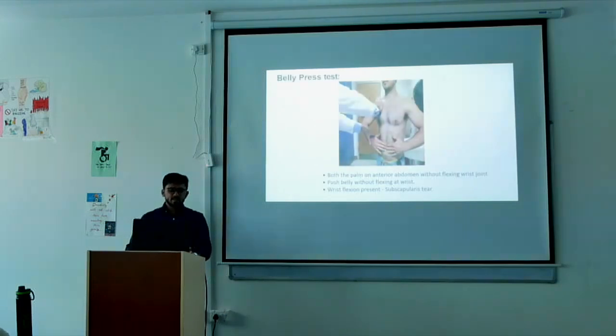The fourth one is the belly press test. In this, we ask the patient to put both palms over the anterior abdomen, and as we can see in the picture, the wrist should not flex. We ask the patient to just push or apply pressure over the abdomen. If there is flexion of the wrist in this test, then it indicates that there is a subscapularis tear.